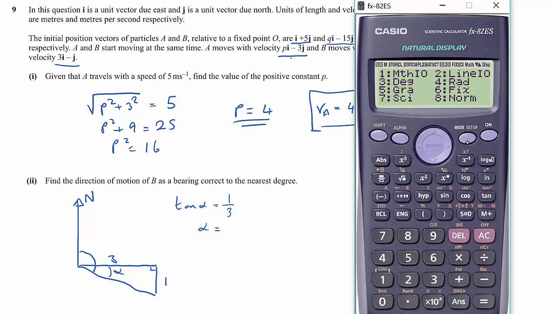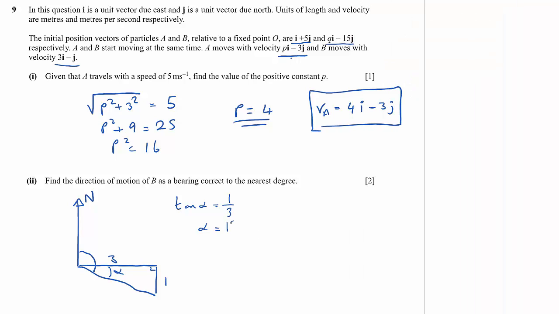And I think my calculator's in radians from a previous question, so let's just change it. And then I want the inverse tangent of 1/3. And so that's 18.43 degrees. So the bearing is going to be 90 plus 18.43, which is approximately 108 degrees.